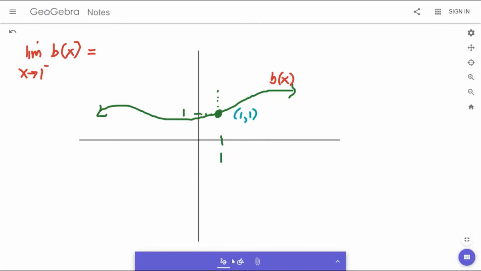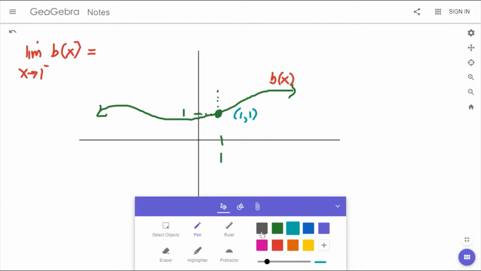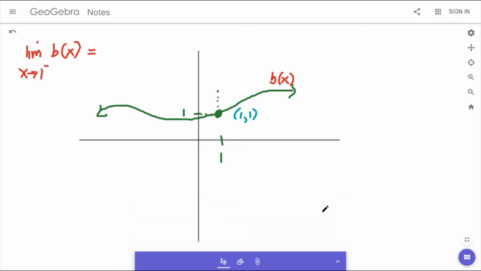Okay, tingnan nyo yung graph. Where does the value of b of x go? Saan naman siya papalapit ng papalapit? The graph clearly shows that the value of b of x gets closer and closer to 1. Correct, Matthew. That is 1.